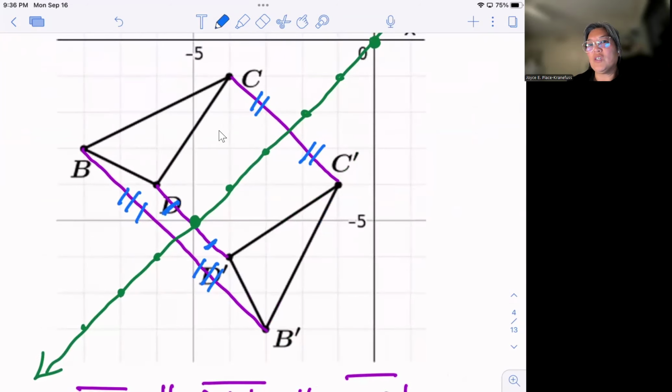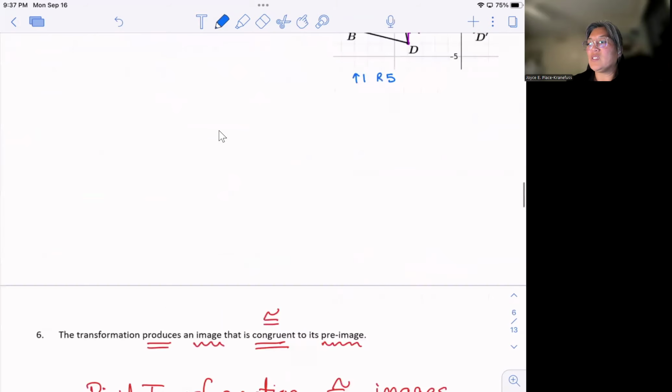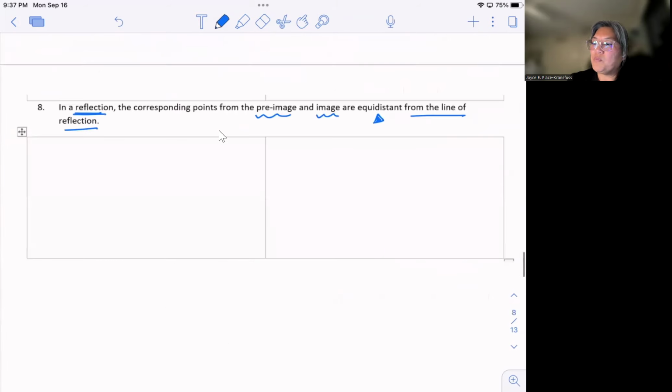Line of reflection is in green. Green to C prime, green to C, are they equidistant? Line of reflection to D prime, line of reflection to D, are they equidistant? The answer is yes, we agree with this one.